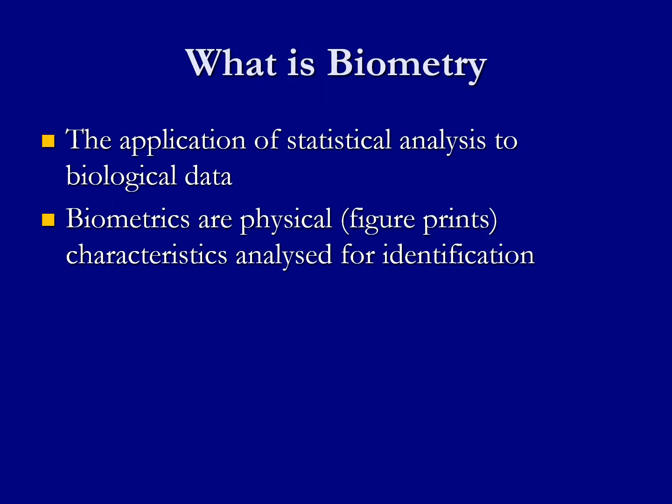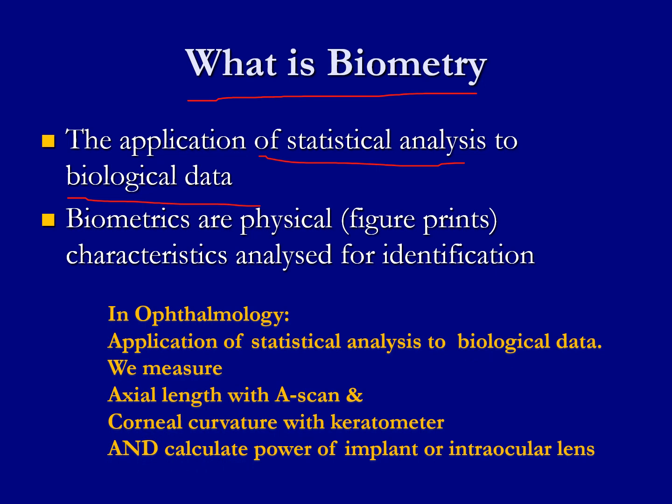Before going into more MCQs, let's study this. What is biometry? Biometry is application of statistical data to the biological data. And in ophthalmology, application of statistical data to biological data means we measure axial length with the A-scan and corneal curvature with the keratometer. Then we use axial length and corneal curvature to calculate the power of the implant we are going to put after the cataract surgery. So with this knowledge, let's attempt the next MCQ.